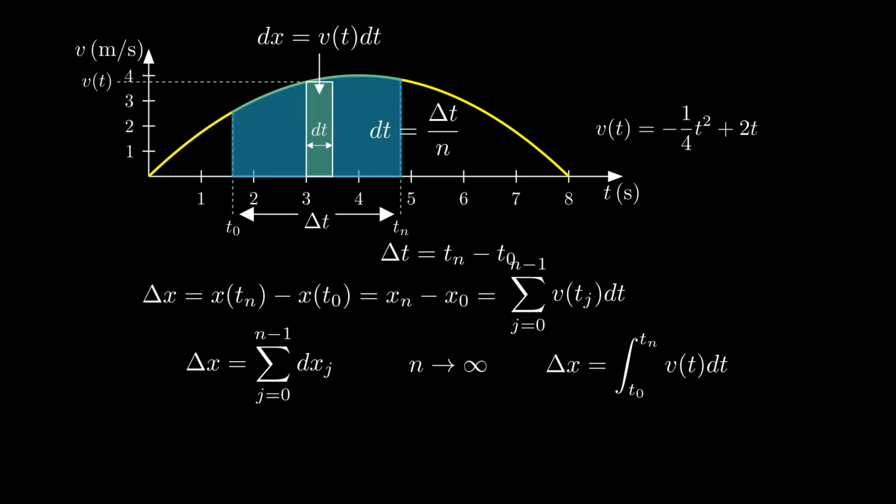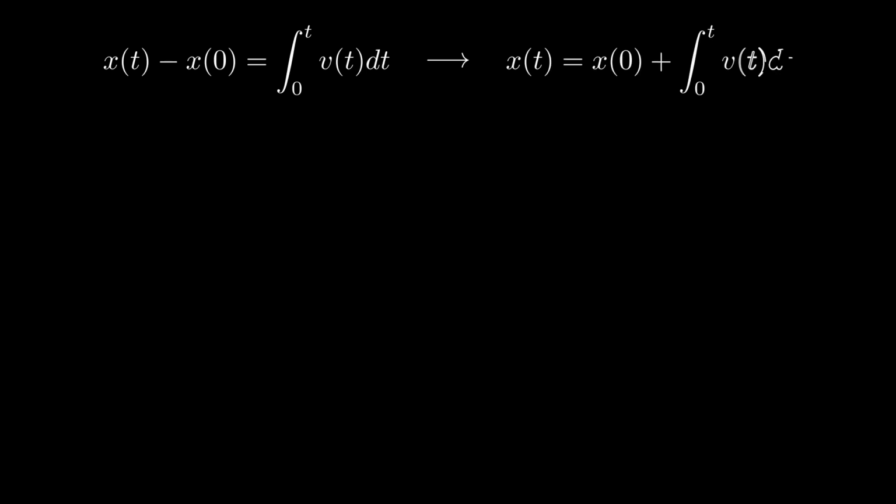Is there a mathematical way to solve for the position as a function of time if we know the mathematical expression for the velocity as a function of time? In other words, we want to find x of t, which is the solution to the integral of v of t dt. The starting position is just a number which we could make 0 if we wanted to.